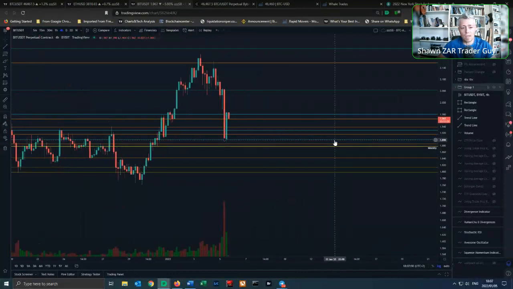And it's also here, you can see in the blue, a touch down to a daily support level, and it also corresponded with a lot of the fib levels, which I'll get into a little bit later.